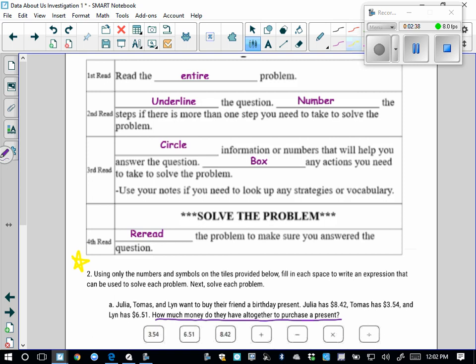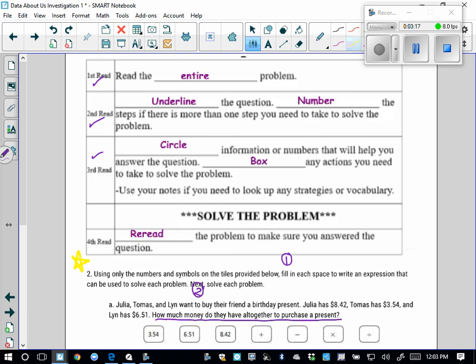And when I looked through that, I noticed there was a few things I had to do. I have to fill in each space to write an expression that can be used to solve each problem, and then I have to solve the problem. So there's 2 things for me to do. Fill in to create the expression and to solve the problem. So I've done the first read, and I've done the second read, and now the third read. I'm going to go through the problem again and circle information or numbers that will help me answer the question and box any actions that I need to solve the problem.